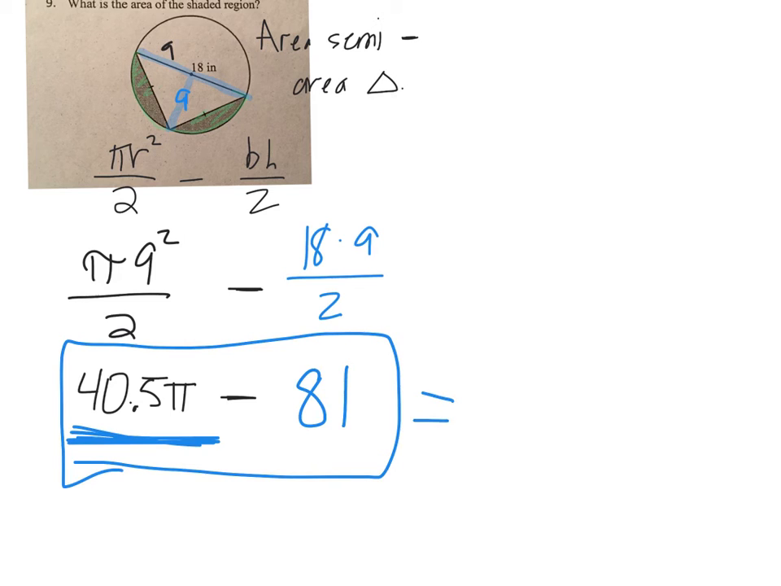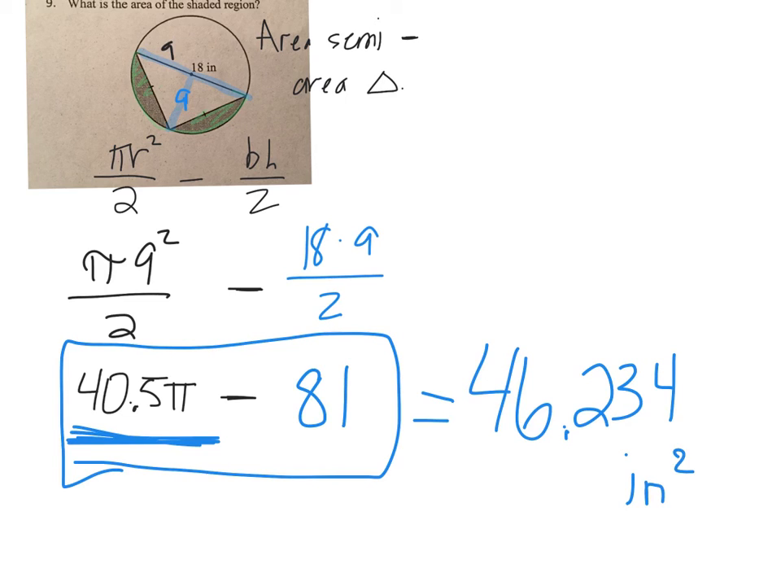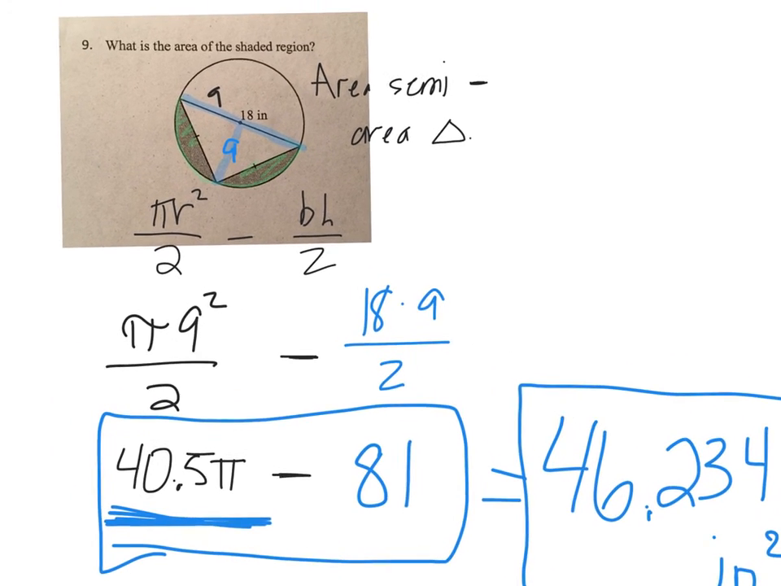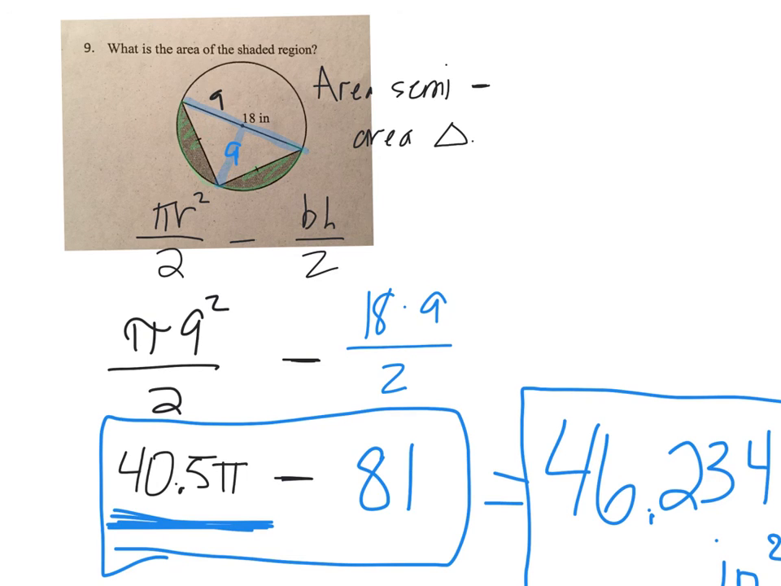But if we're going to put this in our calculator, we can get a decimal, which is going to be 46.234. And the units are square inches. So you find the area of your semicircle. You subtract off the area for that triangle using the base and the height appropriately, the correct base and height. So any 90-degree angle will do. And you subtract them.